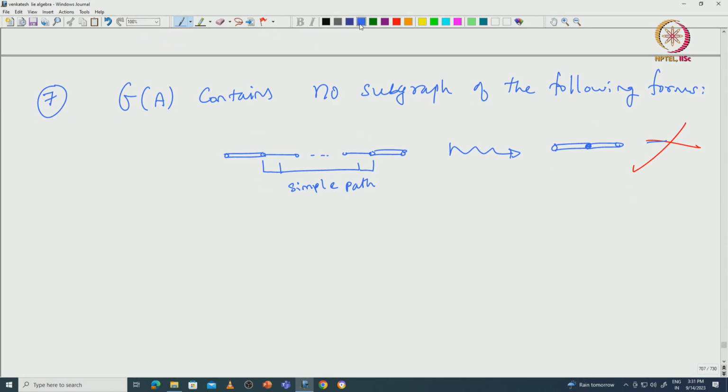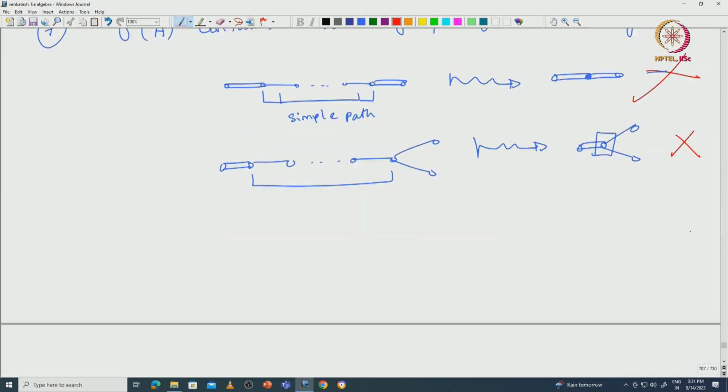Similarly, you can see that you can't have something like this. A double edge, and then you go all the way and then you take this branch. If you shrink this part, then you get something like this: a double edge and then this branch. Then this vertex has 4 edges originating from it. So, again that is not possible.